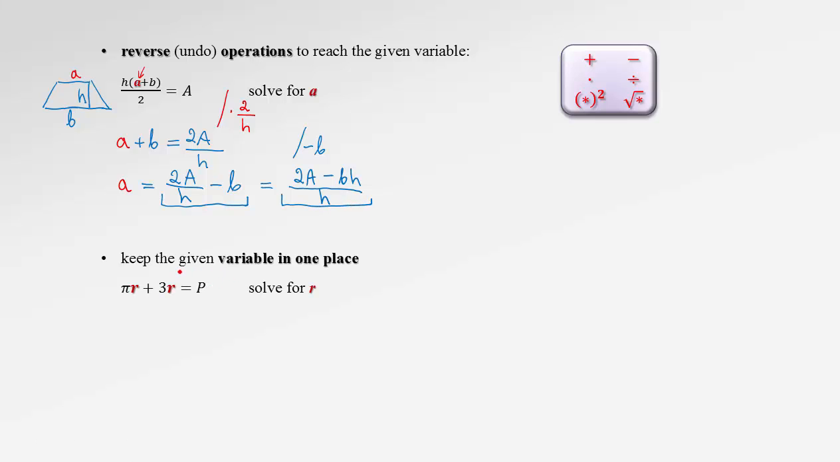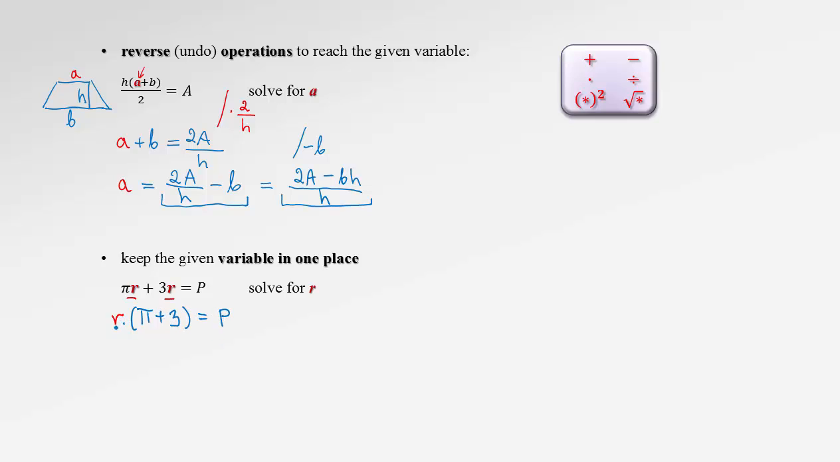Another strategy that we can keep in mind is to make sure that the variable is positioned in one place. For example, this equation has the variable that we're solving for, which is r, in 2 spots, in 2 places. We would like to have it in one spot in order to leave it alone. So the idea is to take this common factor and factor it out. What's in a bracket is pi plus 3, which is equal to capital P.